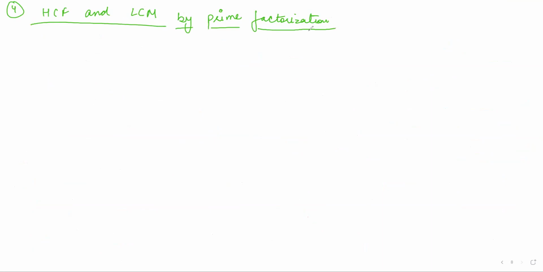Next, the type of question you can see here is HCF and LCM by prime factorization. So this is the 4th topic in this chapter. HCF can be found by Euclid's division algorithm also, but that method we don't have to do. We have to find HCF by prime factorization. Like how do we do it? First of all, what is HCF? HCF is highest common factor, that you all know, right?